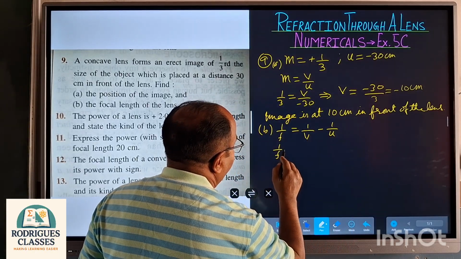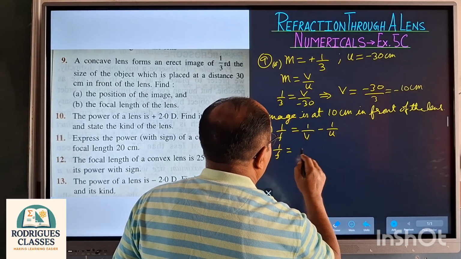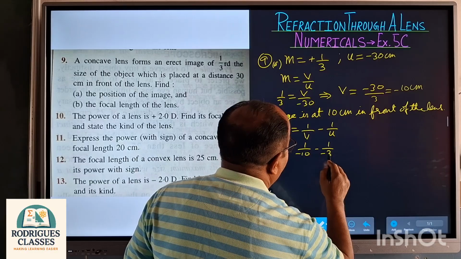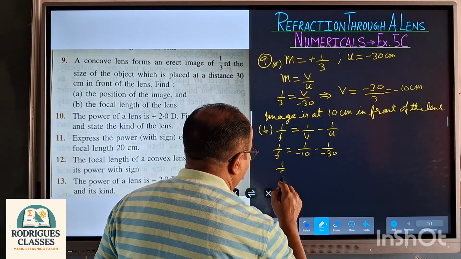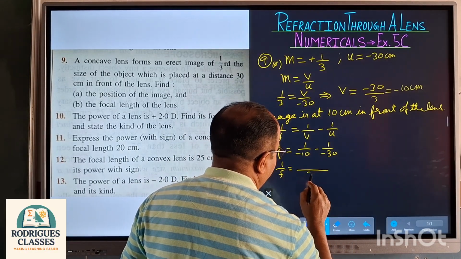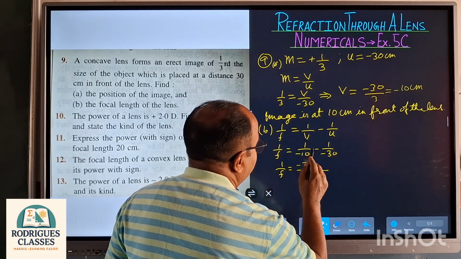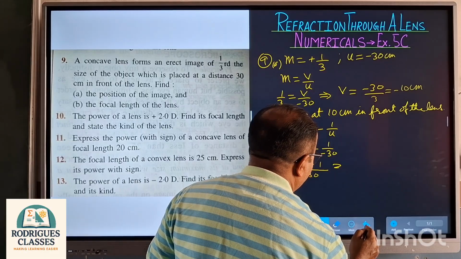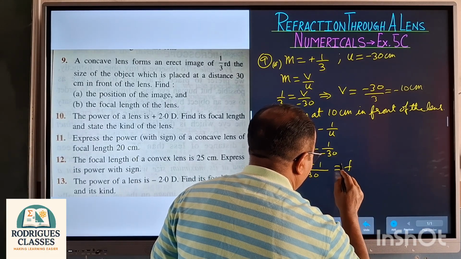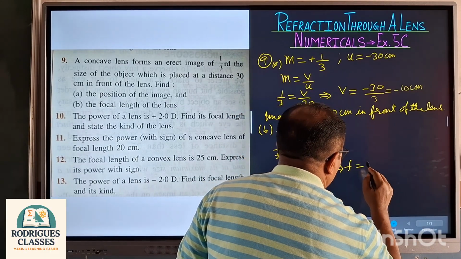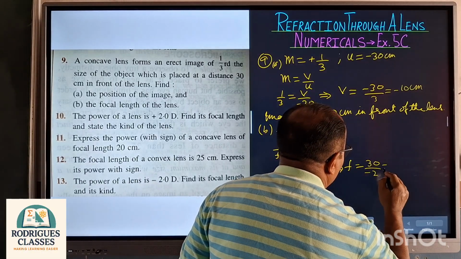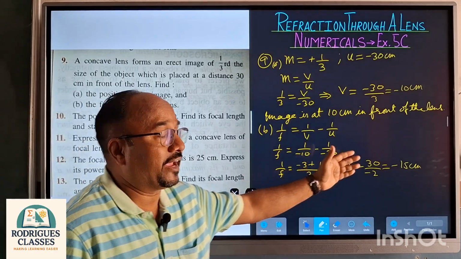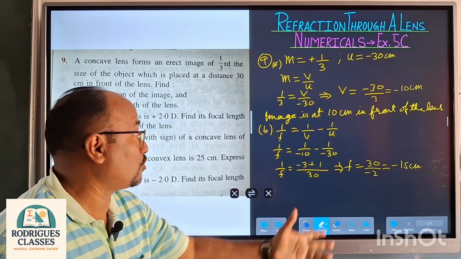So 1 by f is equal to, v came as minus 10, minus u was minus 30. So 1 by f is equal to, the LCM taken is 30. So minus 3 minus minus, plus 1. So I will be getting f equal to 30 by minus 2, minus 15 centimeter. So f is minus 15 centimeter, minus means it is a concave lens.